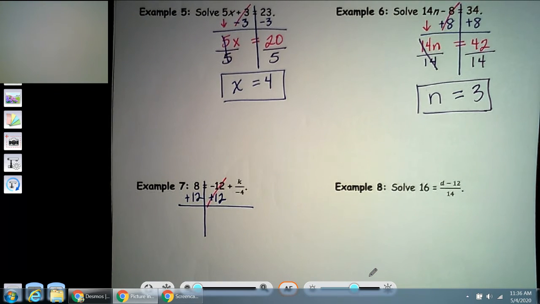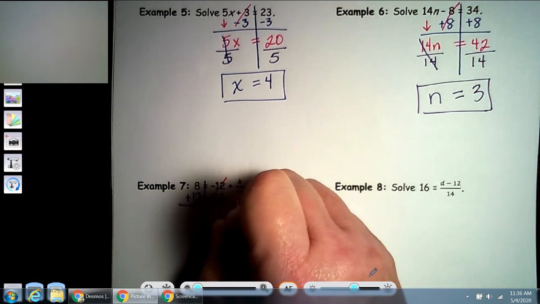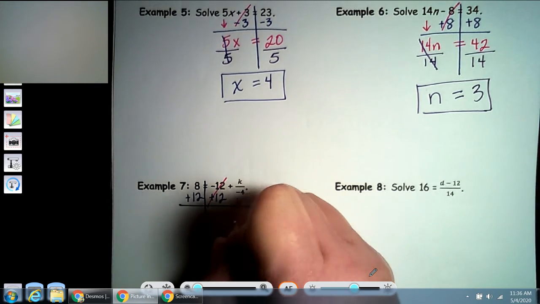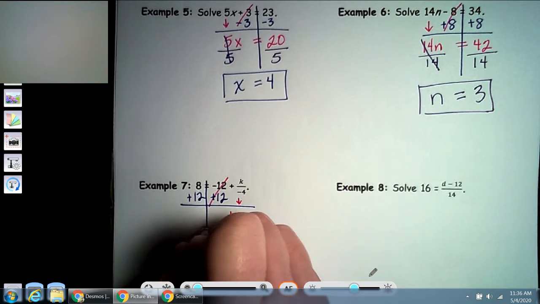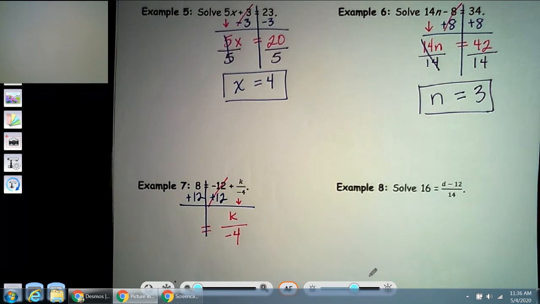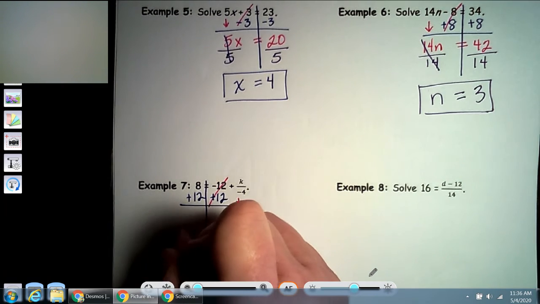Negative 12 plus 12 is 0, so that cancels out. And I'm going to bring down this whole thing here, this big ugly fraction, k over negative 4, and we'll worry about him in a minute. 8 plus 12 is 20.